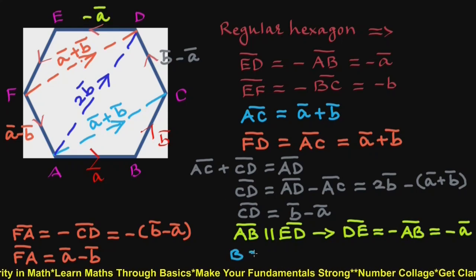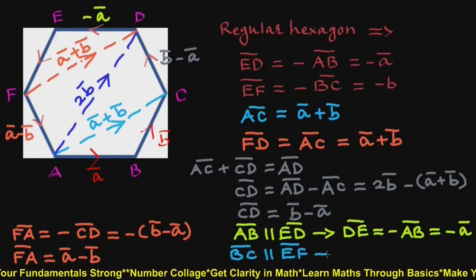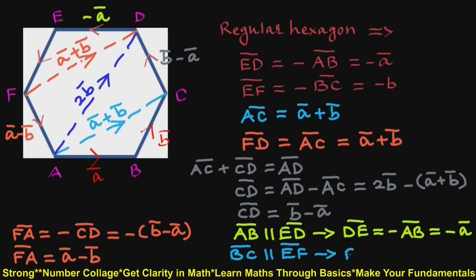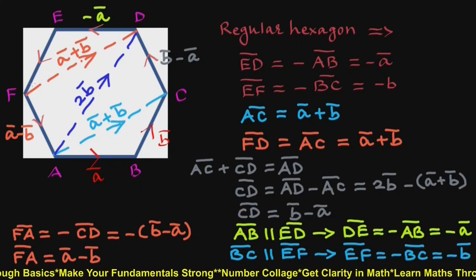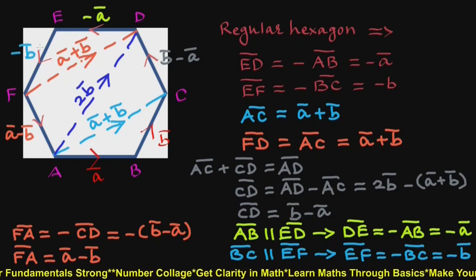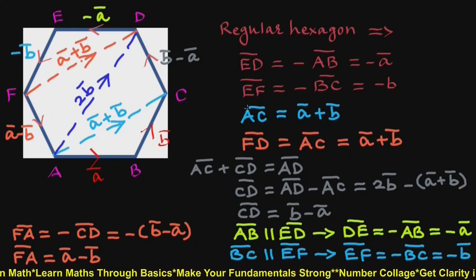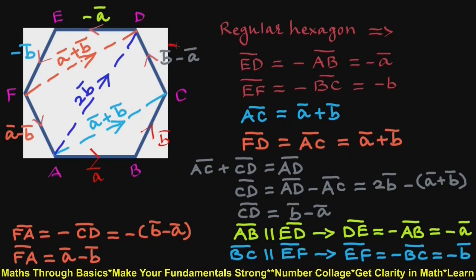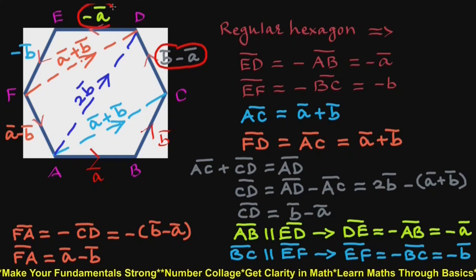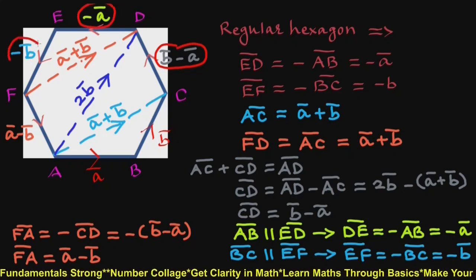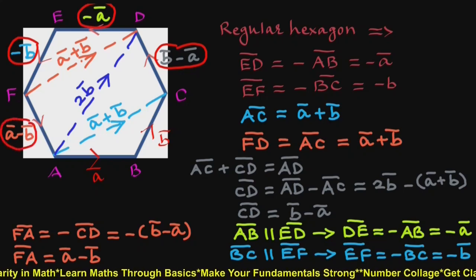Similarly, BC bar is parallel to EF bar. They are equal with opposite directions. So EF bar will be minus BC bar, that is minus B bar. So let us write EF bar equals minus B bar. So we have vectors represented by all the remaining sides. Vector CD bar is B bar minus A bar. Vector DE bar is minus A bar. Vector EF bar is minus B bar. Vector FA bar is A bar minus B bar.